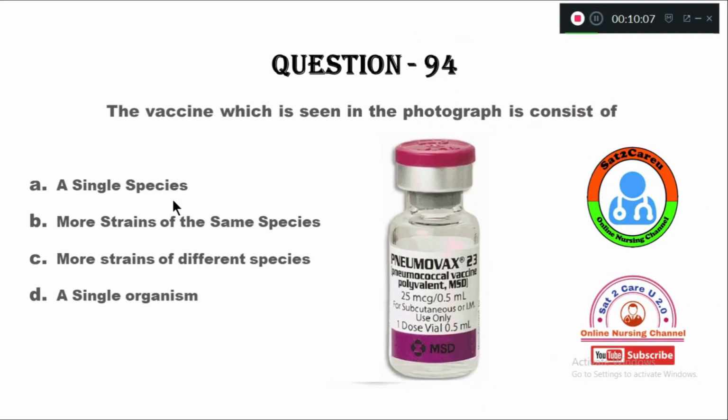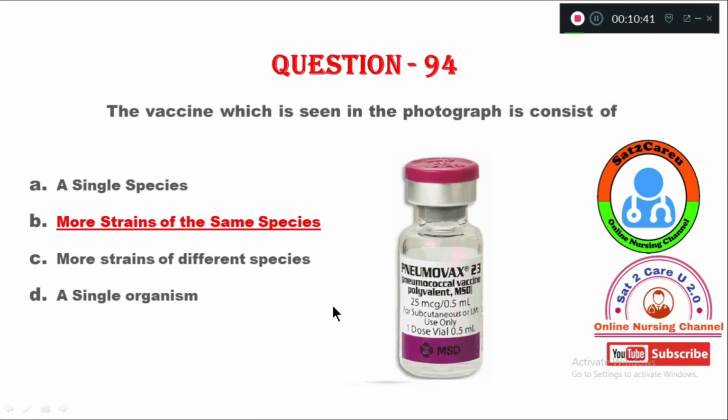Question number 94. You are seeing an image. So this is a pneumovax. It is a polyvalent vaccine. So the vaccine which is seen in the photograph consists of option A, a single species, B, more strains of the same species, option C, more strains of different species, option D, a single organism is present in this vaccine. So it is a polyvalent vaccine. The answer is it contains more strains of the same species.